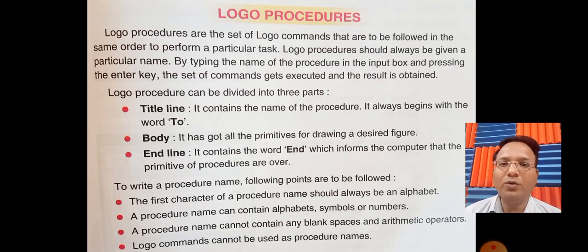So some rules to write a procedure. To write a procedure's name, the following points are to be followed. The first character of the procedure name should always be an alphabet. It is not a number or a special character. The procedure name contains alphabets, symbols or numbers only. A procedure name cannot contain any blank space. So we cannot give a blank space between the procedure's name and arithmetic operators. Logo commands cannot be used as a procedure's name. So we cannot use a Logo command as the procedure's name.